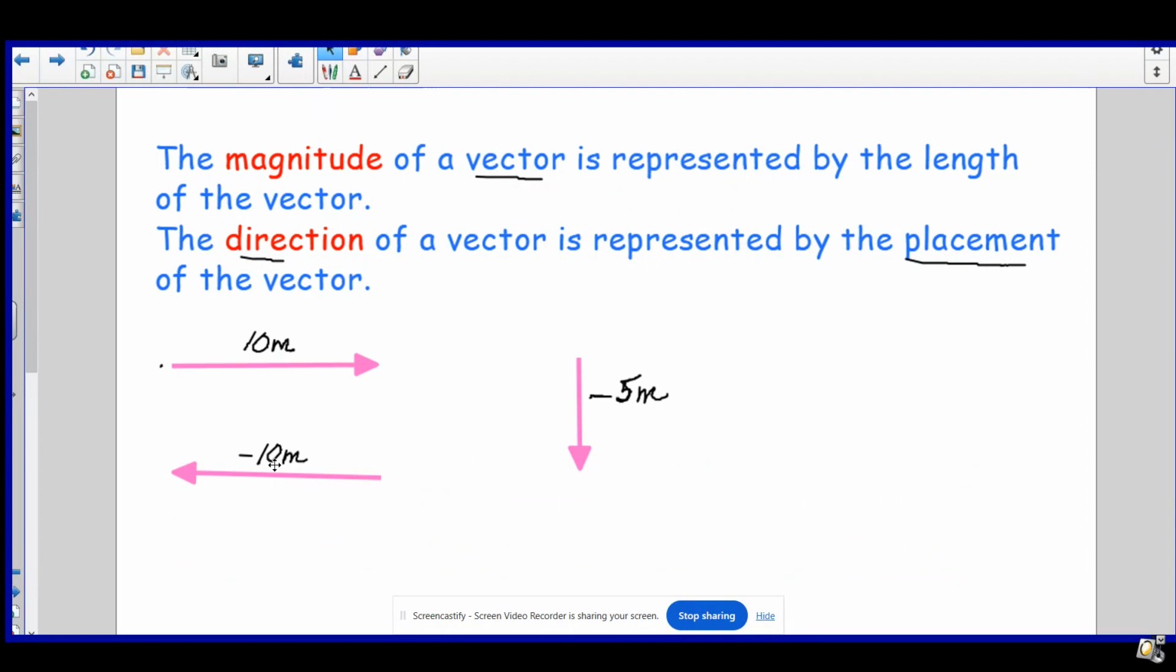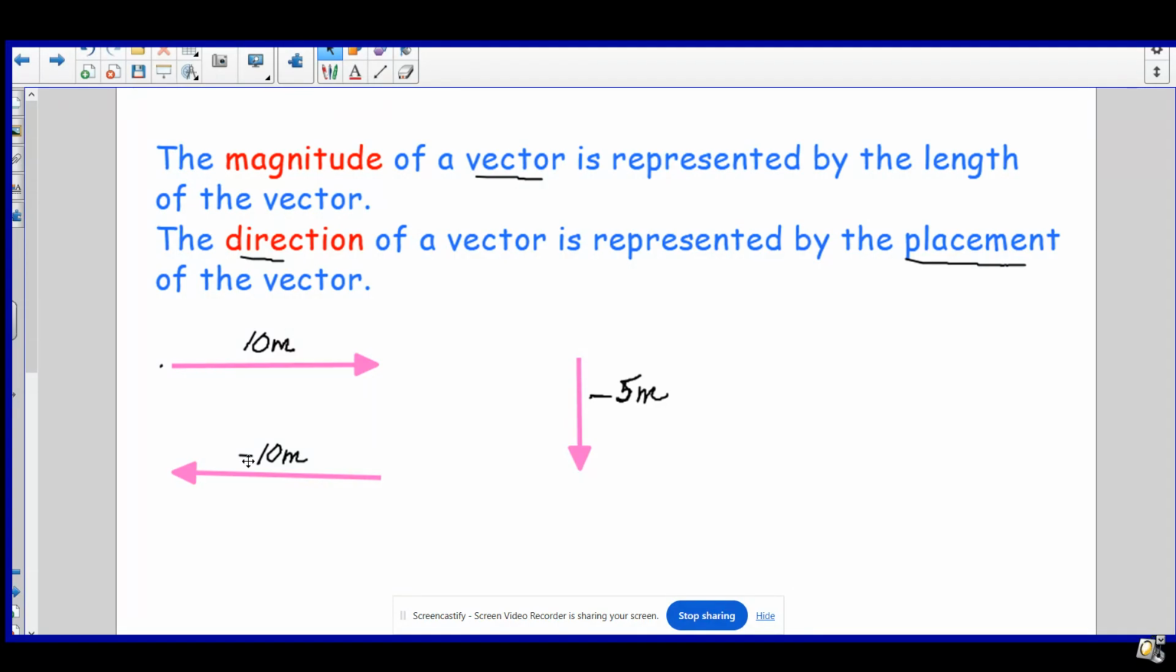So in this particular case, we have two vectors that are both representing a displacement of 10 meters. They are equally drawn, they are equal size, the arrows that are drawn, but as you can see, one is labeled negative 10 meters because it's pointing to the left, and the other is 10 meters because it's pointing to the right. Here we have a displacement of negative 5 meters, so that is pointing down in the negative direction, and you'll also notice that it is half the size of our 10-meter vectors.